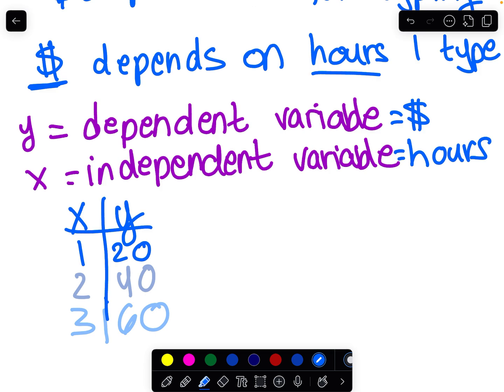And so now we see a pattern, and we see that every single time I type, for each hour, I get $20 more. And if you remember what the constant of proportionality is, the rate of change, you can see that it's 20. Anyway, I don't want to confuse you too much.